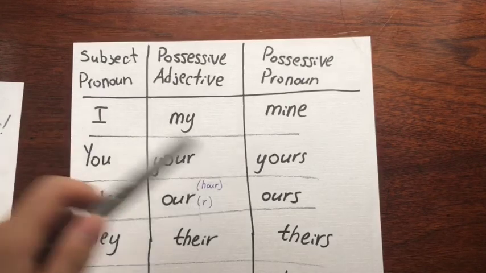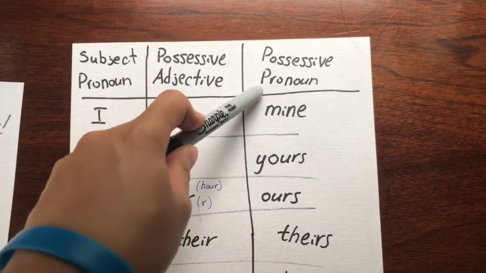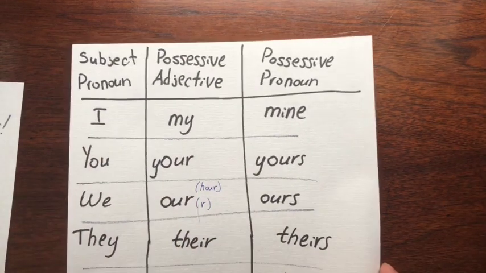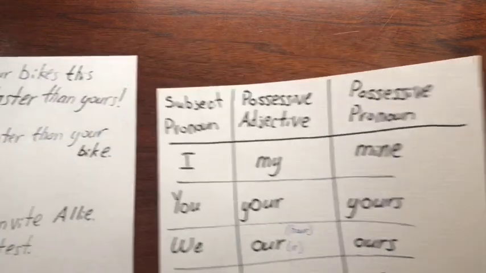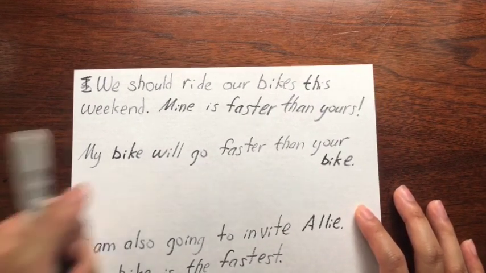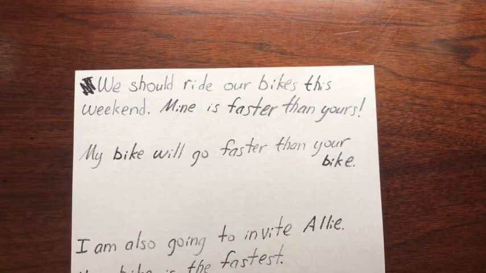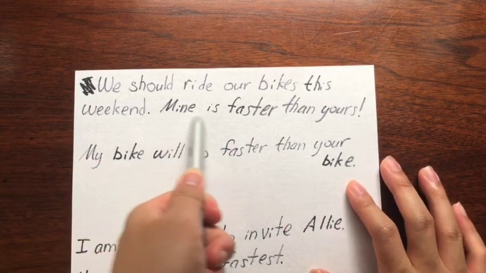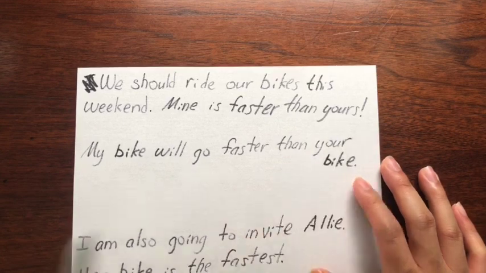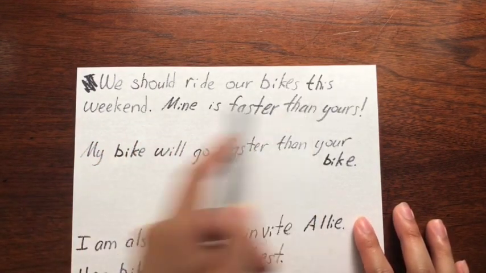So now we're going to combine possessive pronouns with the future tense, with negatives and questions. So let's look at an example sentence. We should ride our bikes this weekend. Mine is faster than yours. We should ride our bikes this weekend.